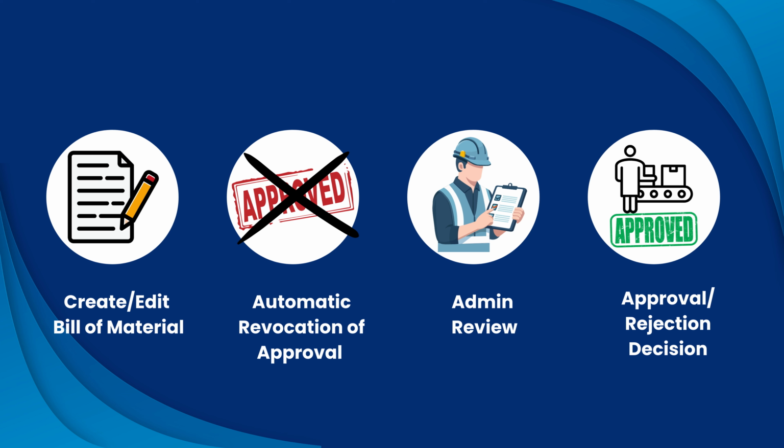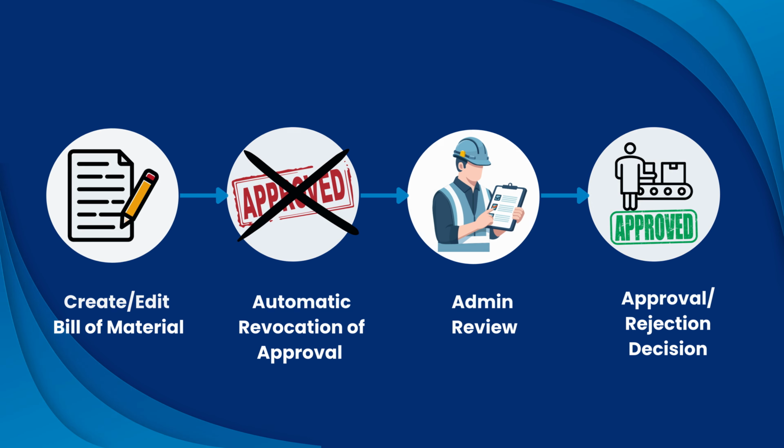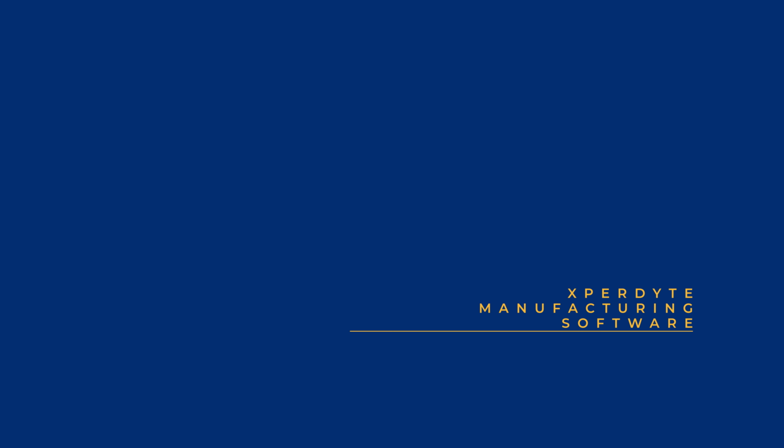Xperdyte applies this principle by adopting a rule that whenever a bill of material is created or edited in any way, its approval is revoked. An admin will then be tasked with reviewing the current state of the bill of material, and if appropriate, they will mark it as approved. Now, we will show you the approval process.